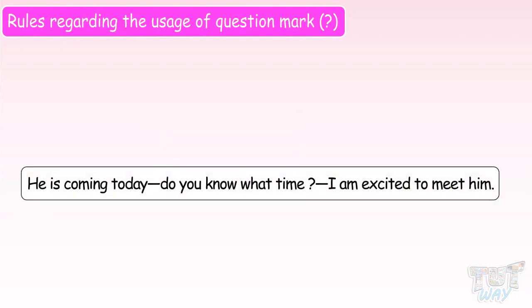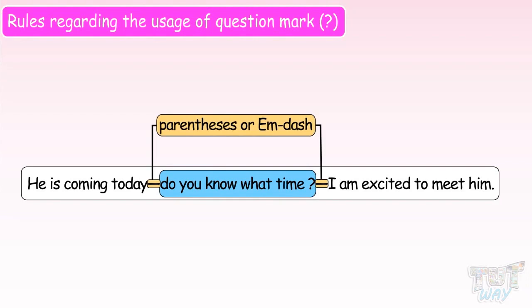He is coming today. Do you know what time? I am excited to meet him. Here again, we have a query: "Do you know what time?" embedded in the middle of the sentence, and that can be embedded using parenthesis or an em dash. Both are correct. And you can see the query ends with a question mark and the sentence ends with a period.